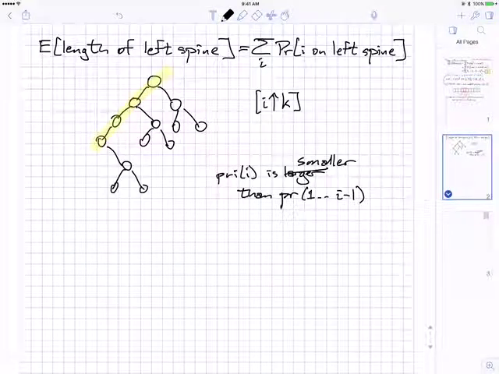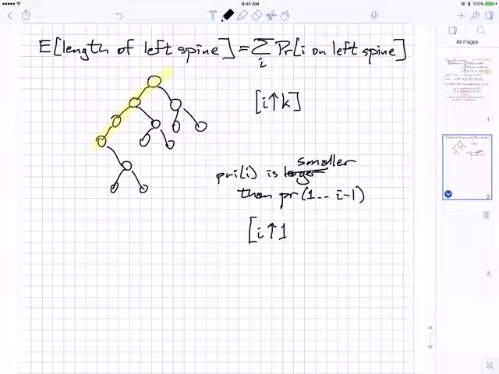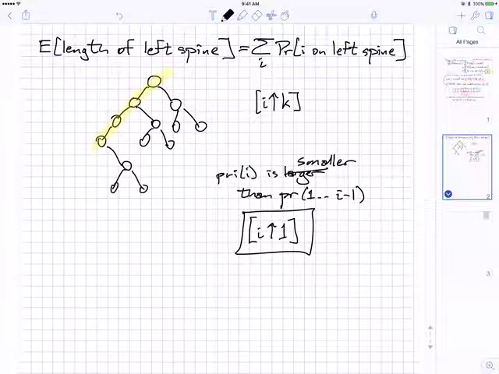Okay, so let me write this a different way. Node i is on the spine if and only if it is an ancestor of node 1. Except this is not quite right because the arrow means proper ancestor, so I have to remember to add 1 at the end. But now remember, what's the probability that i is an ancestor of node 1?